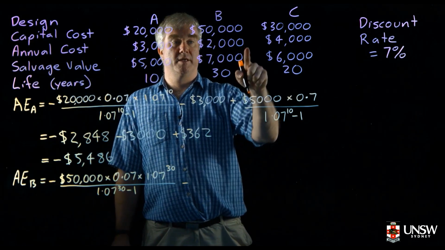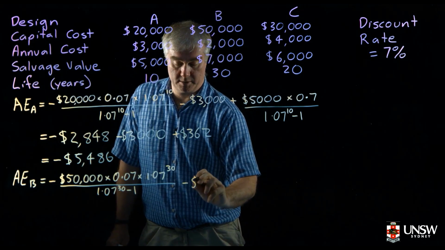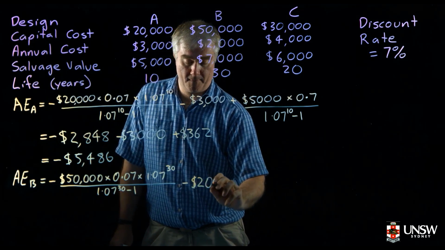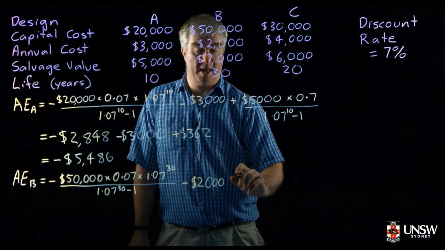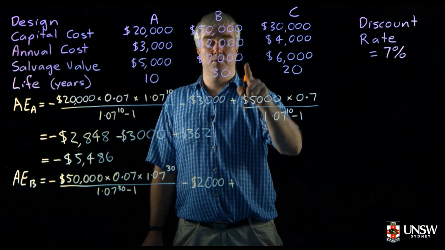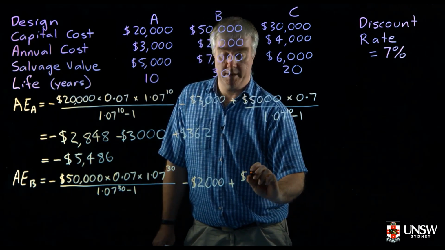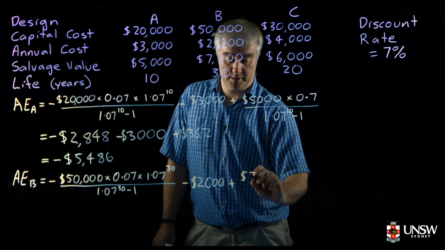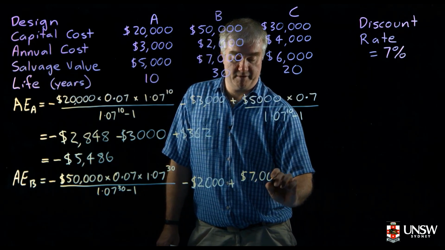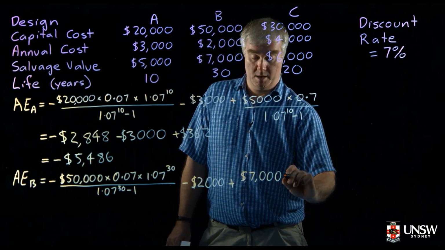minus the annual cost is lower this time, it's only $2,000. That's already an annual amount. Plus we have our salvage value, which is $7,000, because this design is bigger and stronger, so there'll be more scrap metal left at the end of the life of the tower.